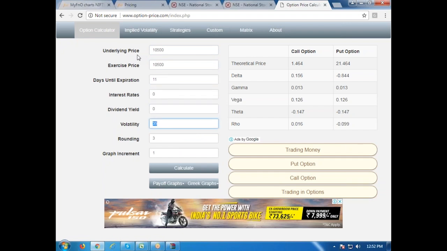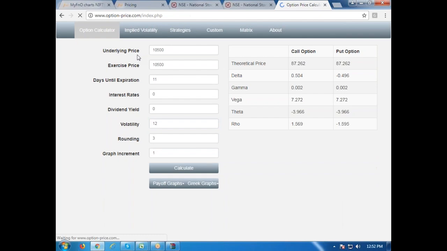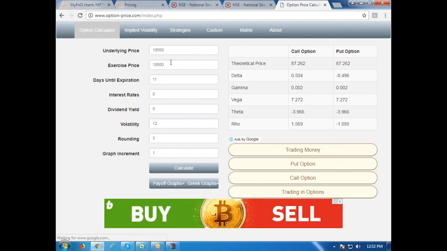Currently we have 11 days to expiry. Let me put the volatility at 12%. What I've done right now is 10,500 का अंडरलाइन है, 10,500 की एक्सरसाइज प्राइस है, 11 दिन एक्सपायरी है और 12% वोलेटिलिटी है. So you have call option at 87 and 87. Clear? What is the Vega amount here? 7.272.